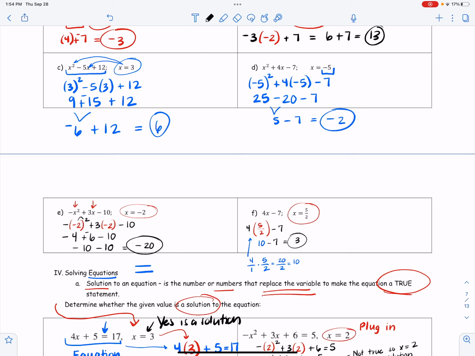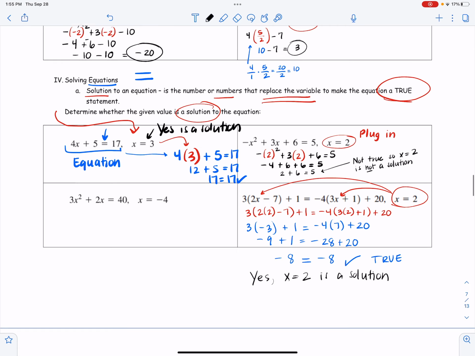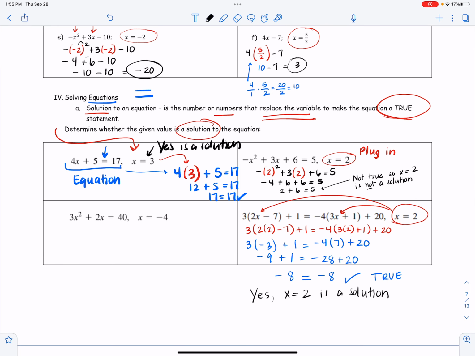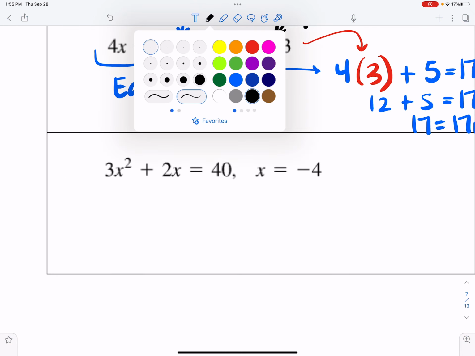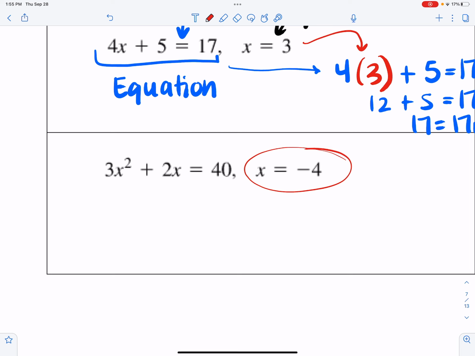You can use the process of evaluation to determine if something is a solution. If you're looking to see if something is a solution, that means you should be able to plug the number into the equation. It'll have an equal sign because it is an equation if you're looking at a solution, and determine if it is a true statement. If it gives you a true statement, then yes, it is a solution. If it gives you a false statement, then no, it is not. And just like we did before, you're plugging in, so make sure that you use parentheses.